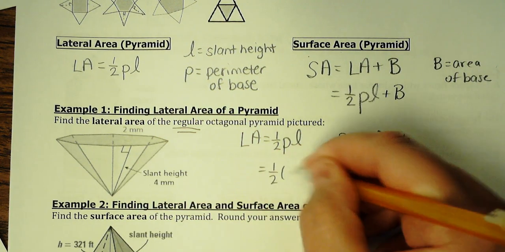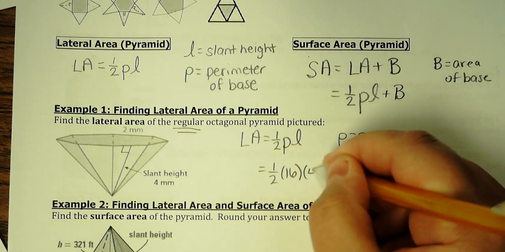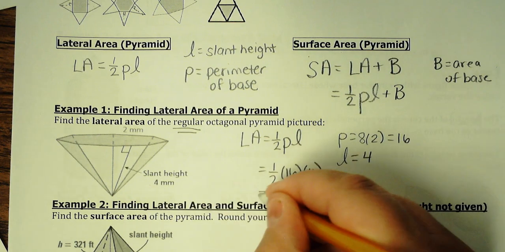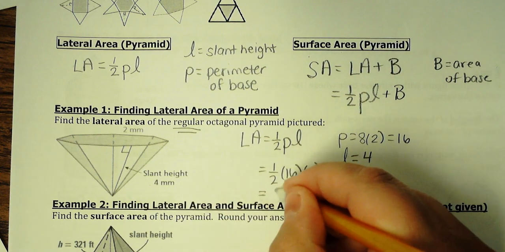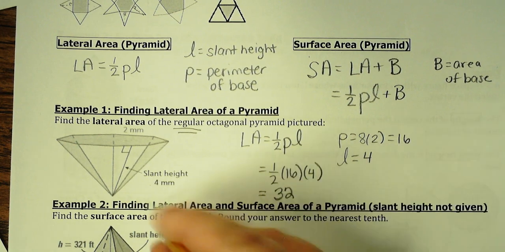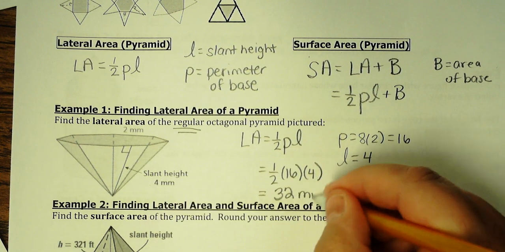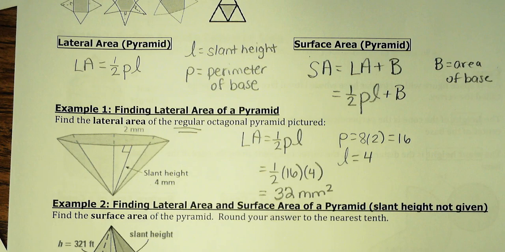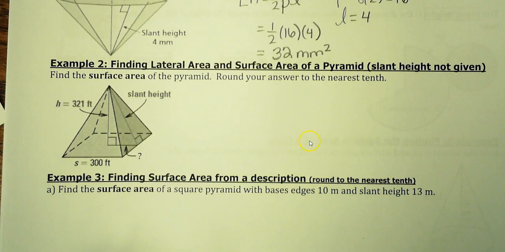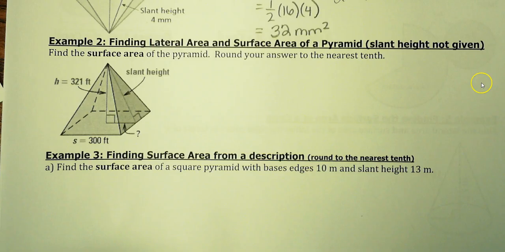So it'd be 1/2 times 16 times 4. Just multiply that out. This is going to be 32. We're doing a surface area, so anytime we're dealing with area, it's units squared. Here it's going to be millimeters. Scooch this up. Okay, now I have a square pyramid here.